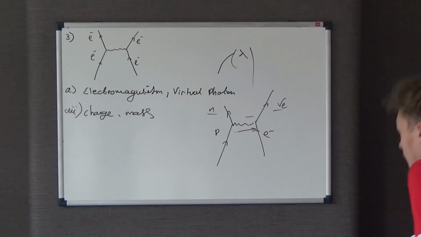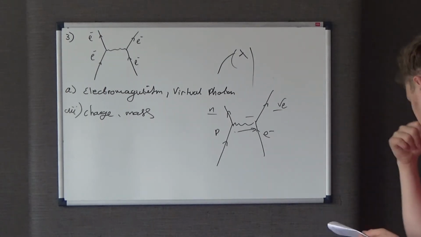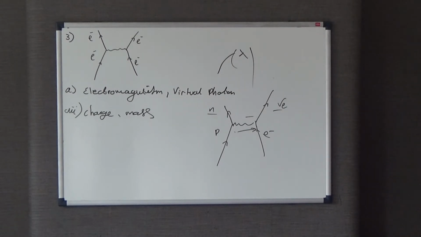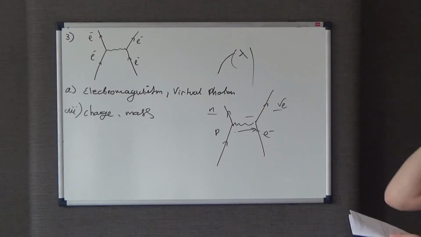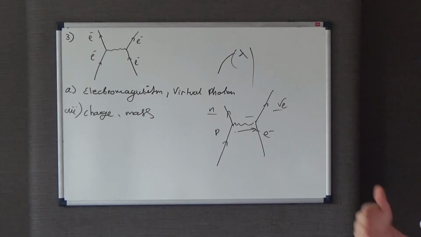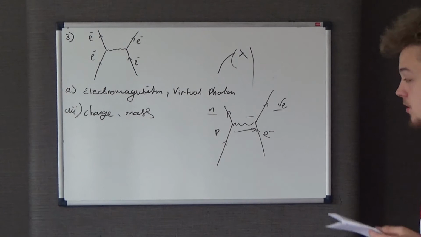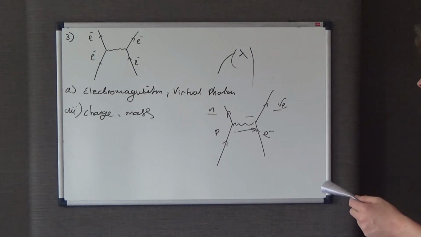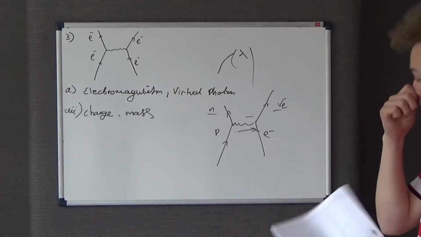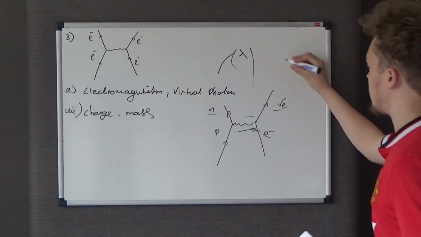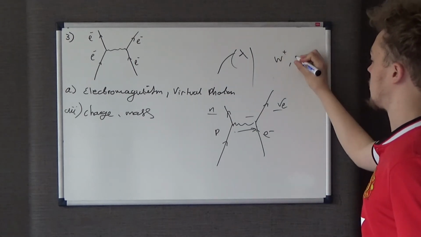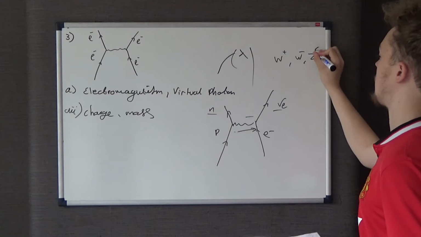So what we need here, because it's acting on the hadrons, is a gauge boson, and the only gauge bosons we need to be aware of are the W plus, W minus and Z0 boson.